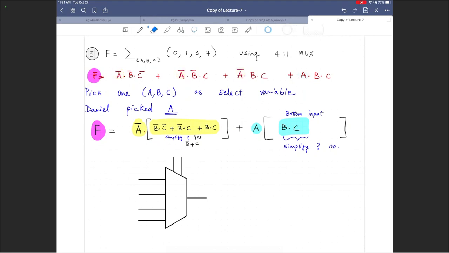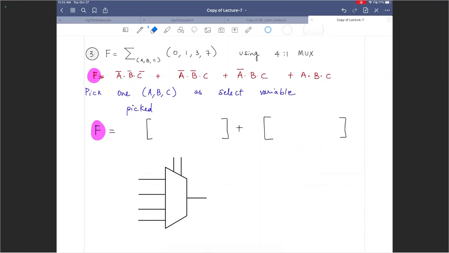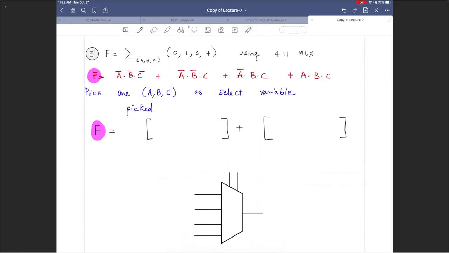Let us give somebody else a chance here. Let's, Arham says C. Alright, if you pick C, you need to start with C complement and C. And then you need to figure out what this is. Right, so what are they going to be? Very quickly, we can find that out. Where is a C? There is a C there, there is a C there, there is a C there as well. Right, so all those three terms will go left.